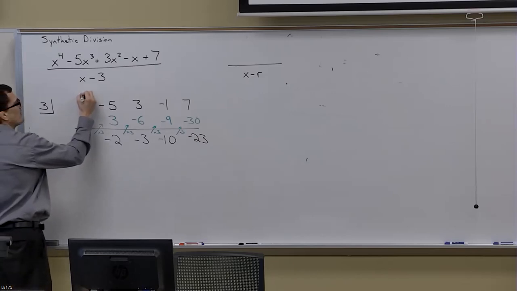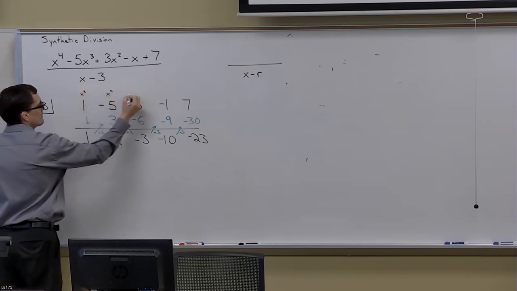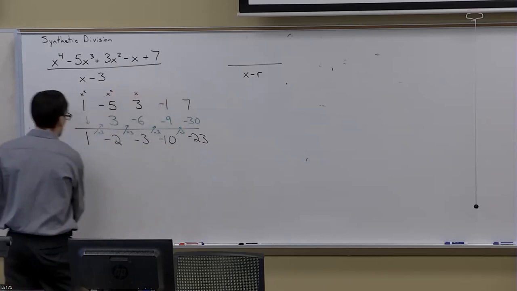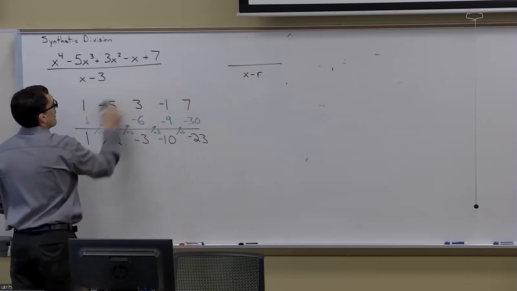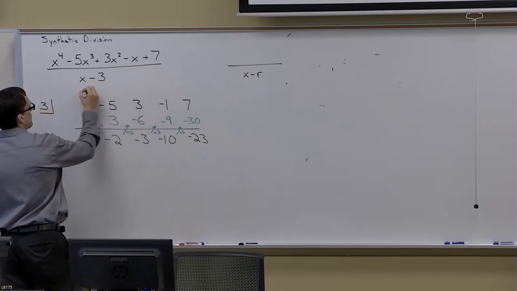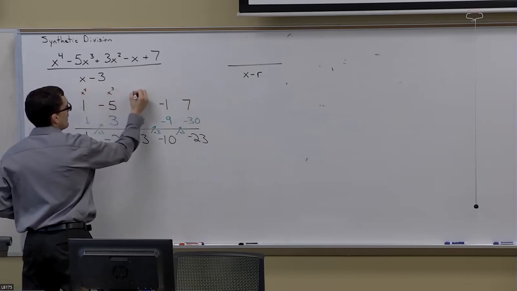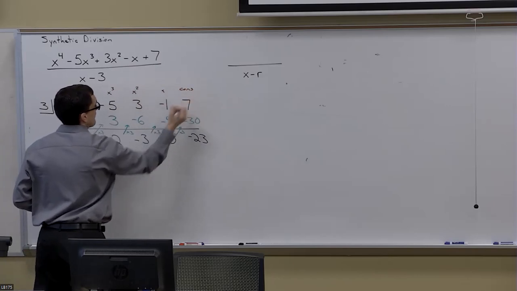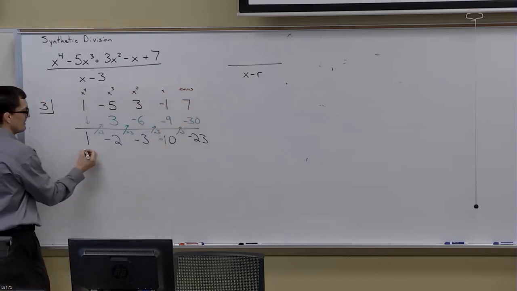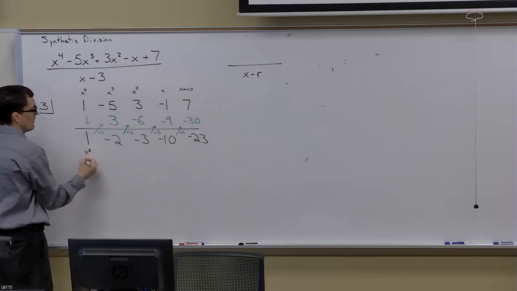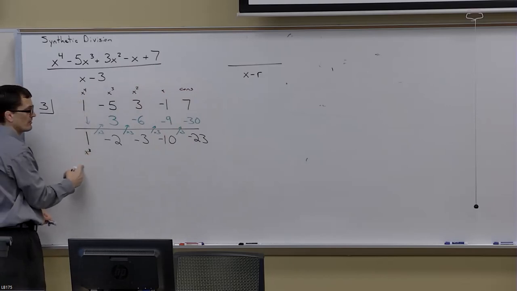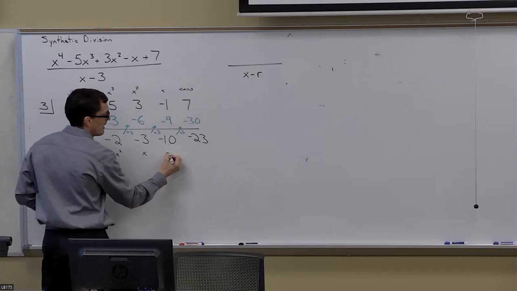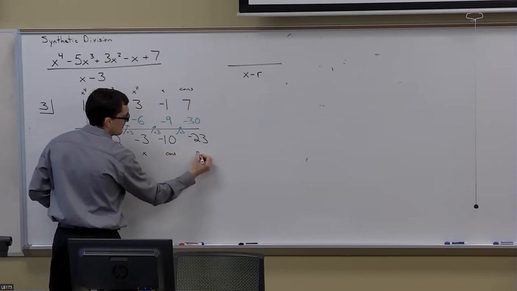Now on top, this represented the coefficients. No, that was x to the fourth. Shoot, wrong one. So on top, these represented the coefficients of x to the fourth, x to the third, x squared, x, and my constant. On bottom, this represents the coefficients of 1 less. So x to the third, x squared, x, my constant, and then my remainder.